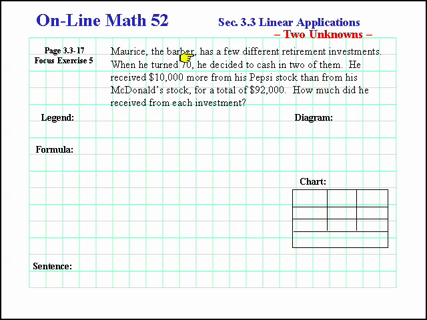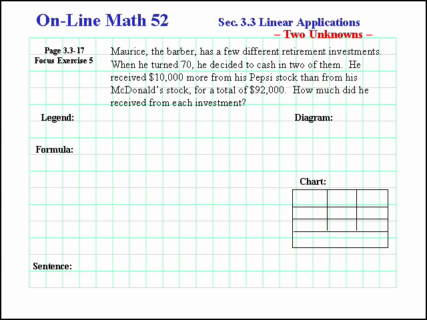Maurice, the barber, has a few different retirement investments. When he turned 70, he decided to cash in 2 of them. He received $10,000 more from his Pepsi stock than from his McDonald's stock, for a total of $92,000. How much did he receive from each investment?